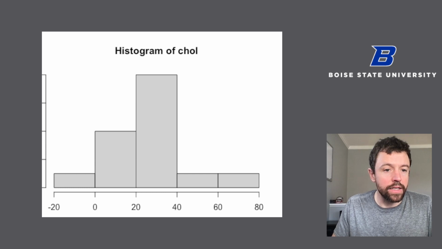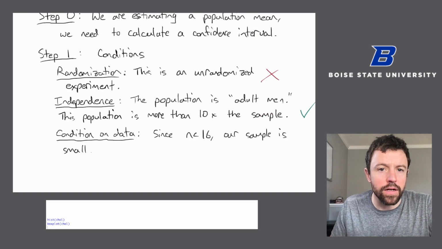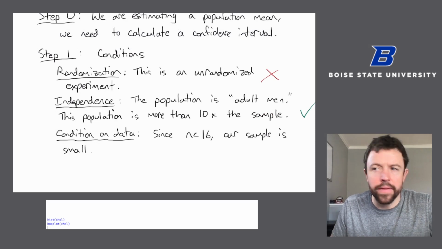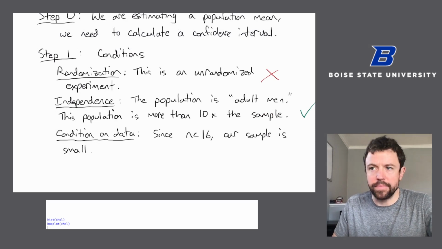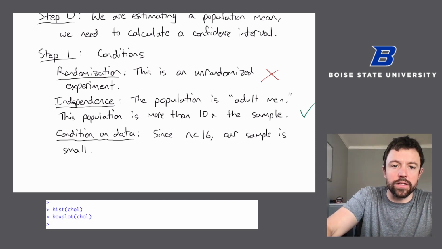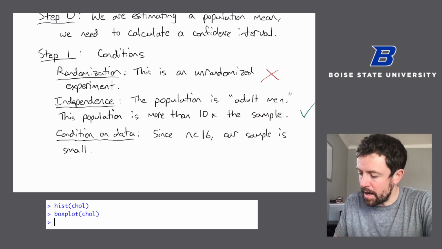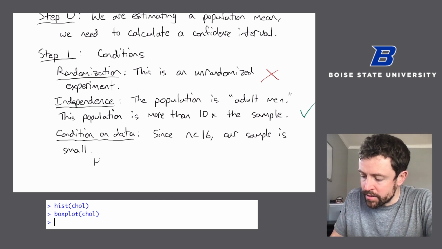So let's go back to this view. That was not what I wanted to go to. There we go. Let's zoom back in so we can actually see this well. All right. So I decided that the histogram is roughly symmetric.